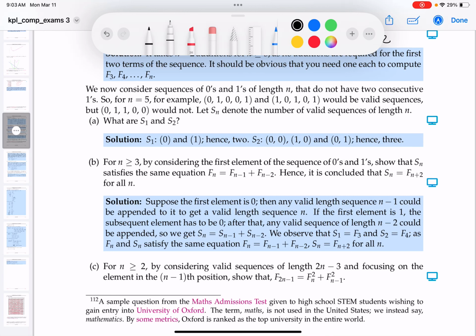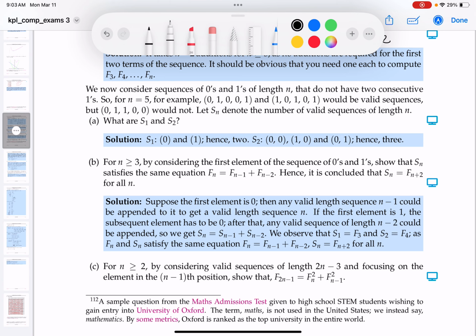Okay, so now we consider a sequence of zeros and ones of length n that do not have two consecutive ones. So for n equals 5, for example, well, I do see a sequence there, 0, 1, 0, 0, 1. There's no consecutive ones there. Next one's 1, 0, 1, 0, 1. There's no consecutive ones there. That's a valid sequence, by the way. However, they go on to say that 0, 1, 1, 0, 0 is not valid because we have consecutive ones.